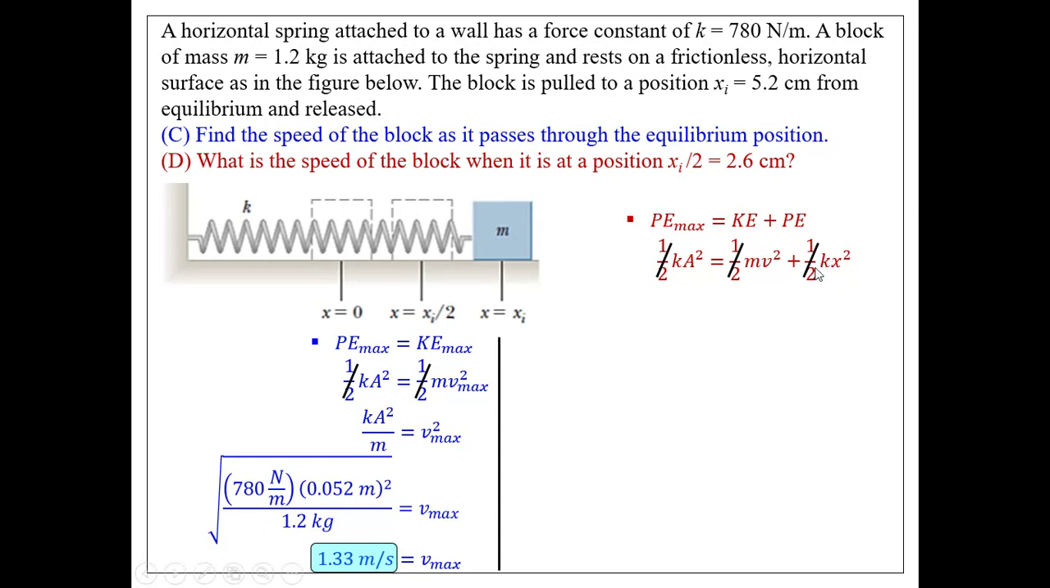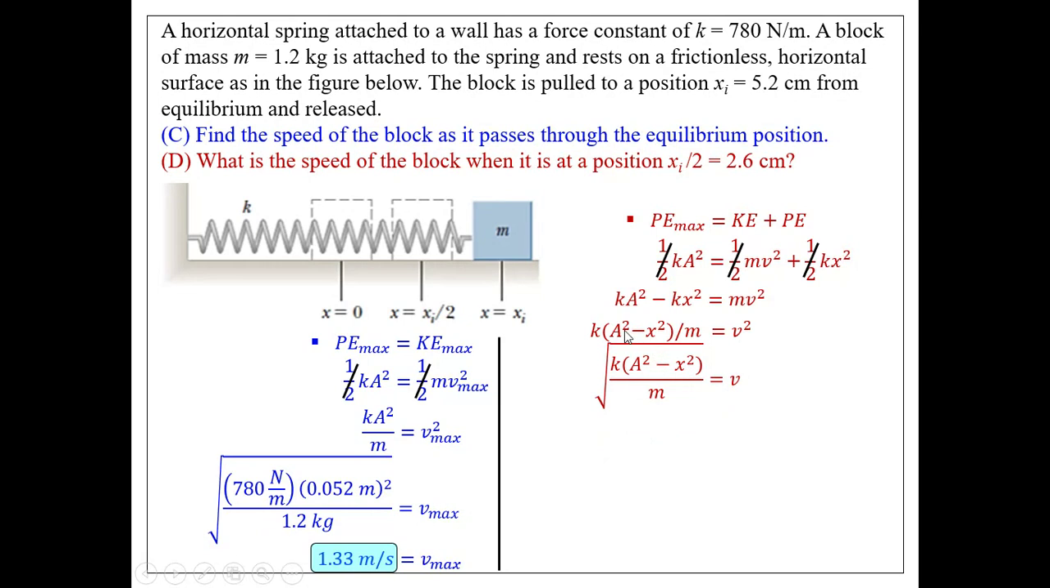The next algebra step I'm going to do is move this kx squared to the left side to join ka squared. So that's going to look like that. And then to get v squared by itself, I will divide both sides by m. So that's the next algebra step. And then to get v by itself, I need to take the square root because this is v squared. So to get v by itself, square root both sides.